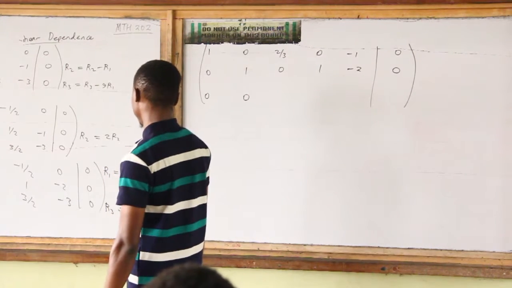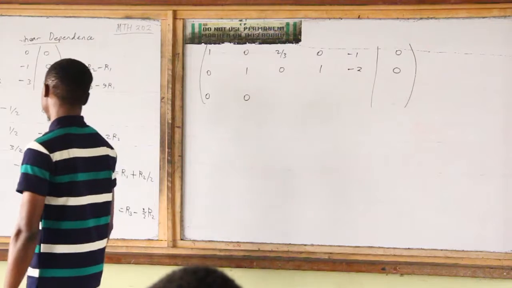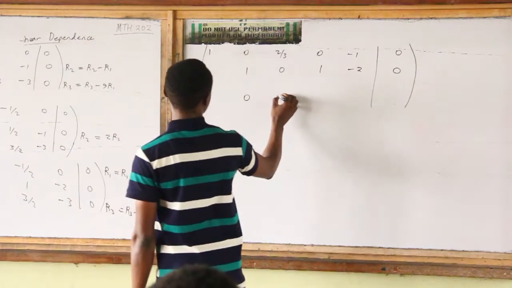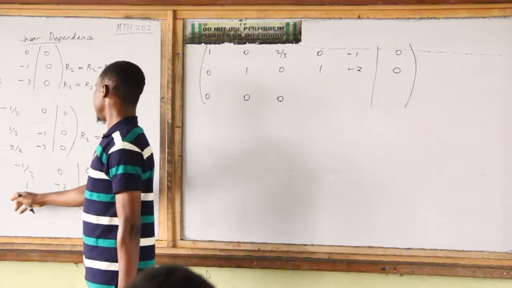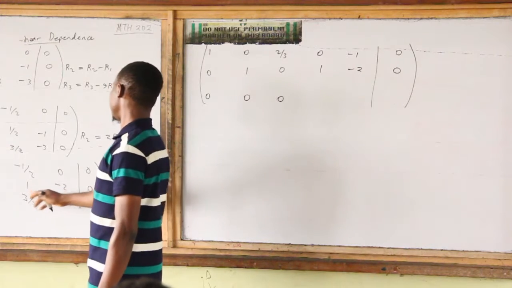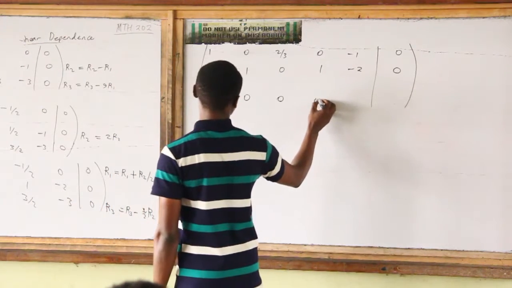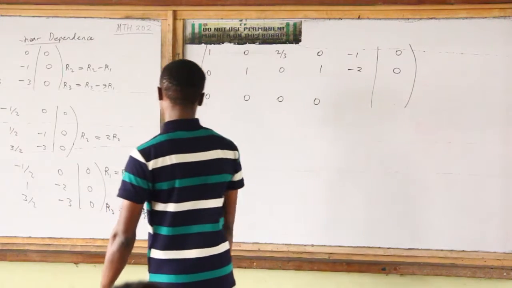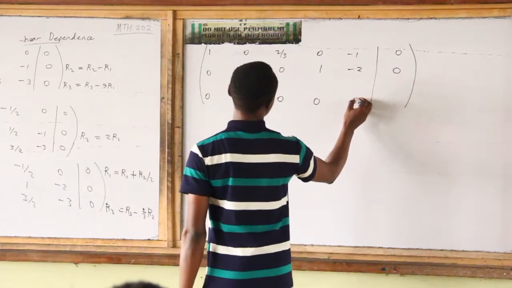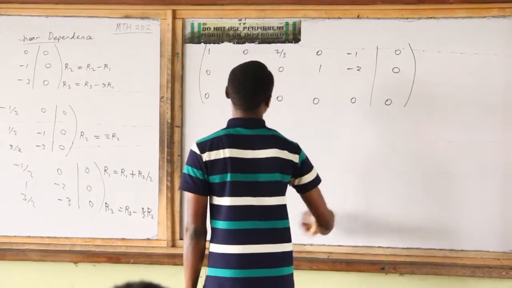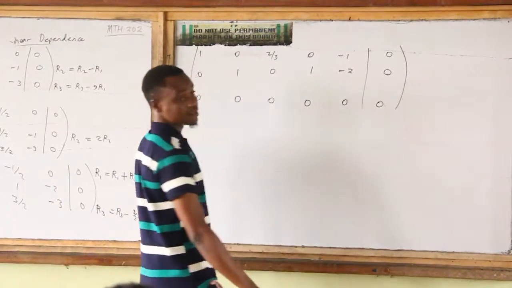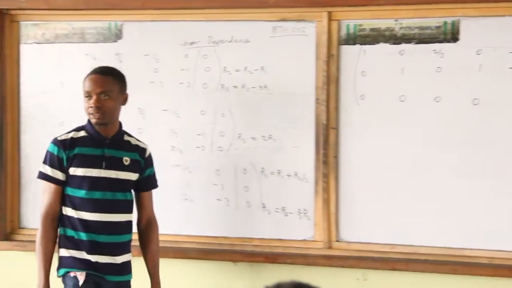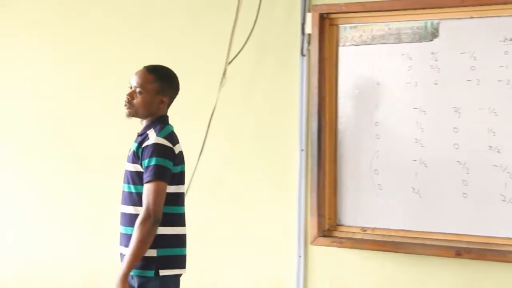R3 minus 3 over 2. So this is going to be 0. This one, R3 minus 3 over 2 is not going to be 0. What of this? That's going to give us 0. Everything here is 0. So we're good to go, right? So we have it in row reduced form, right? Is it clear? We now have it in row reduced form. Wow.